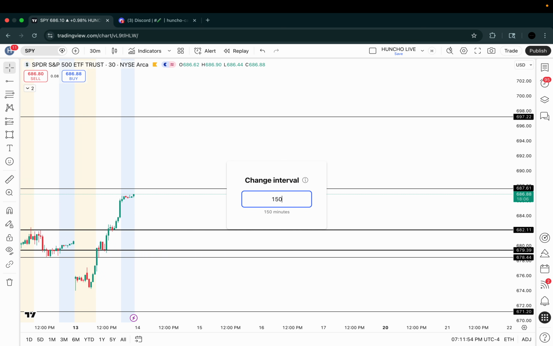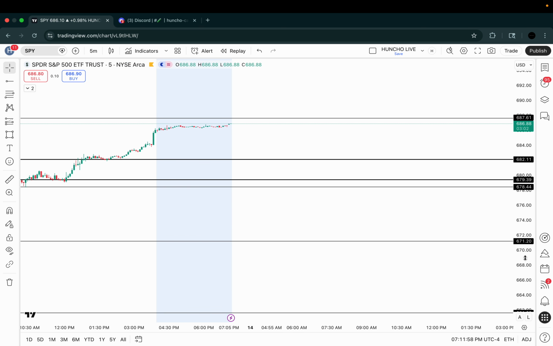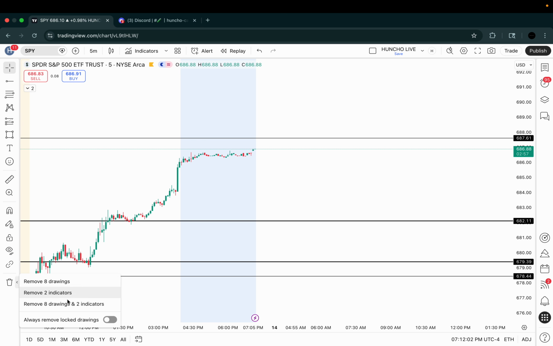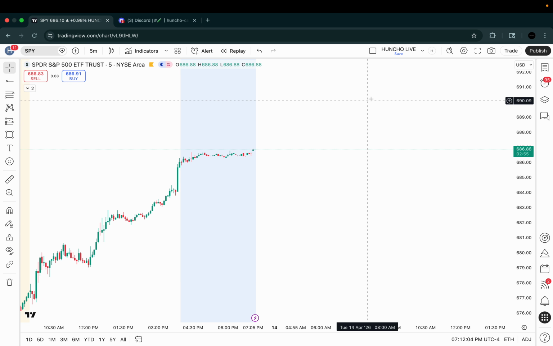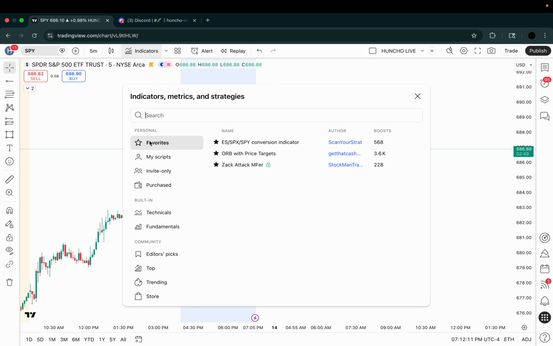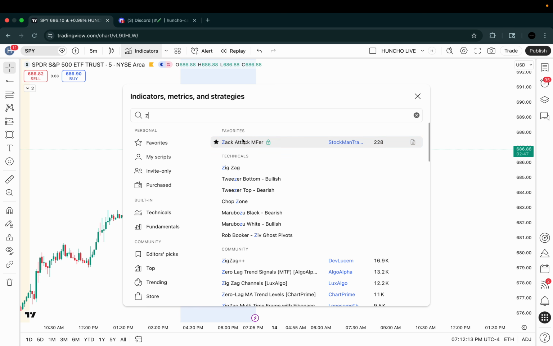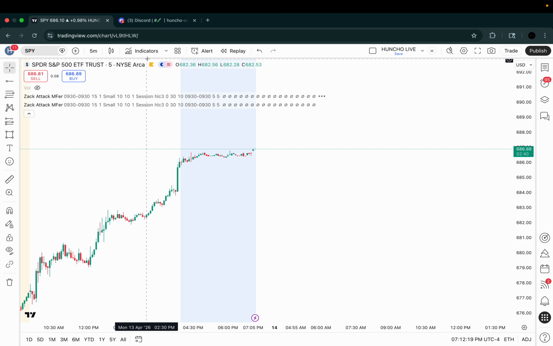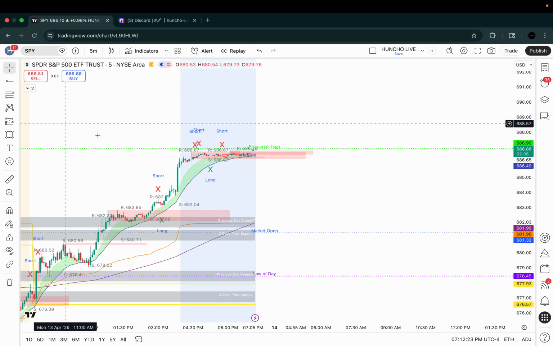At open, the first thing I do is go on the 5 minute really quick. I use an indicator already. I'm going to show you guys real quick. It's a Zack Attack indicator. It's not really needed. Let's see if I can pull it up real quick. See if I can add it here, fellas. Yep, here it is. All right, so the Zack Attack indicator.